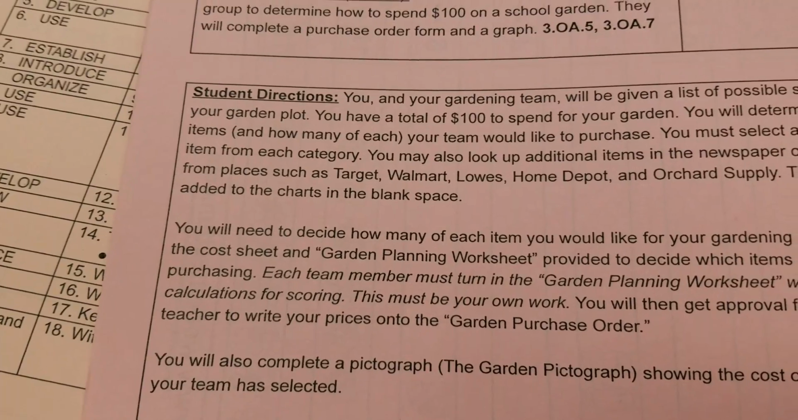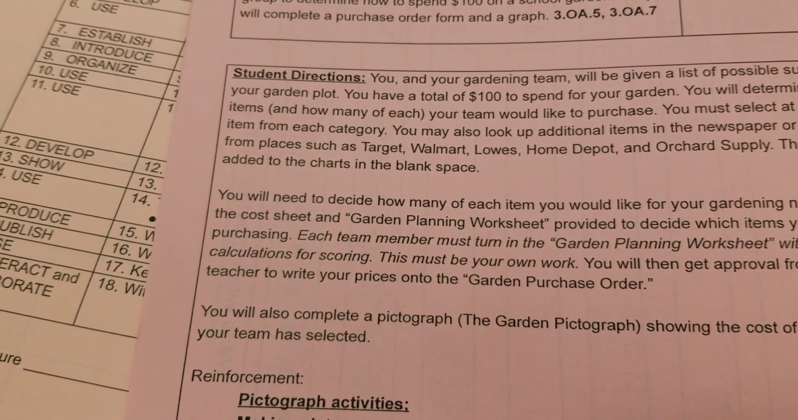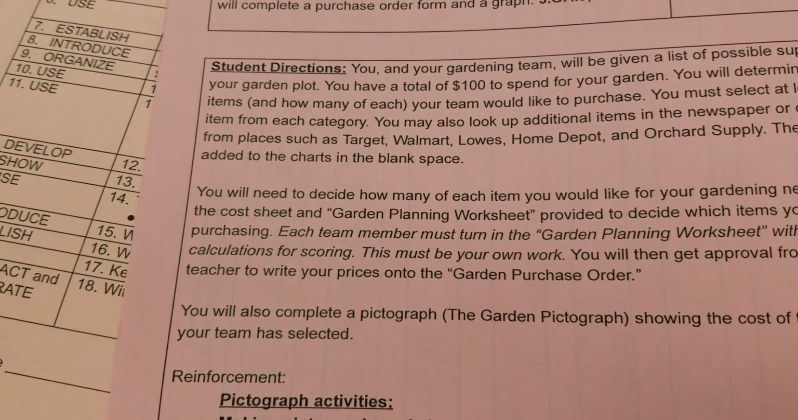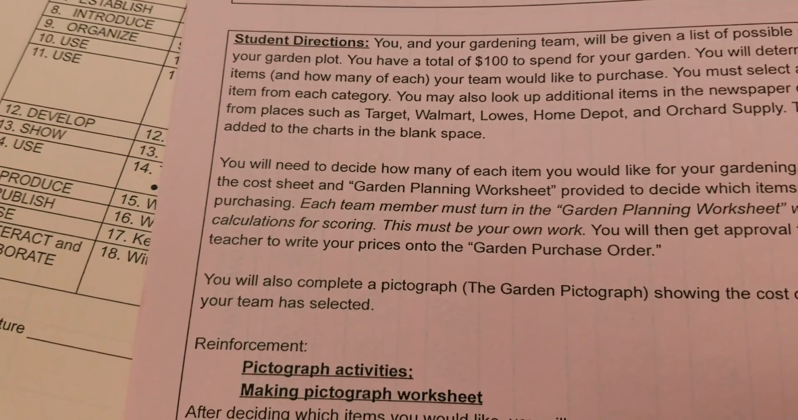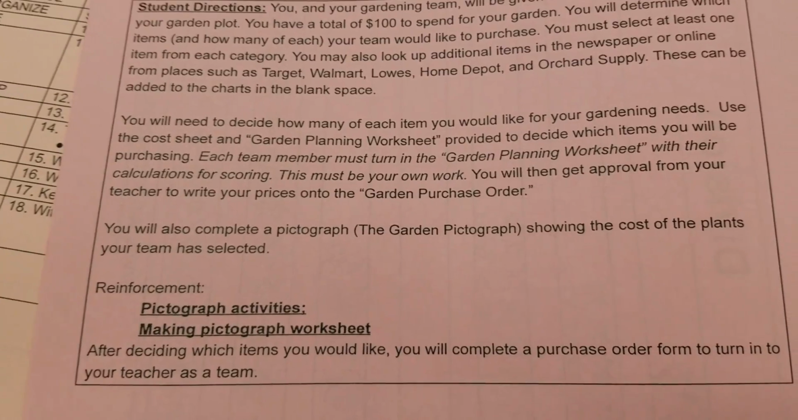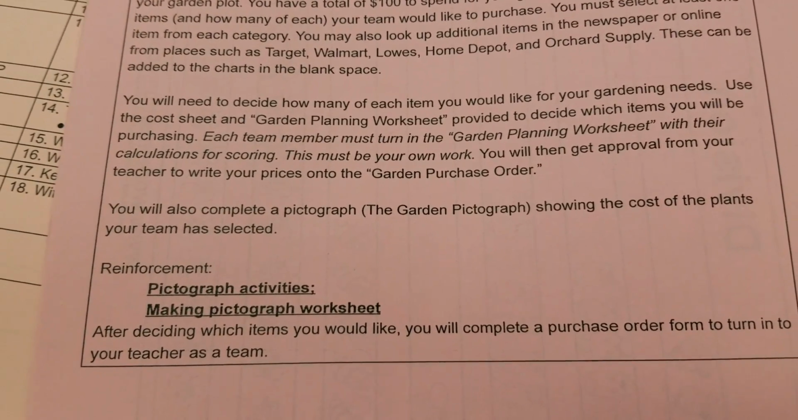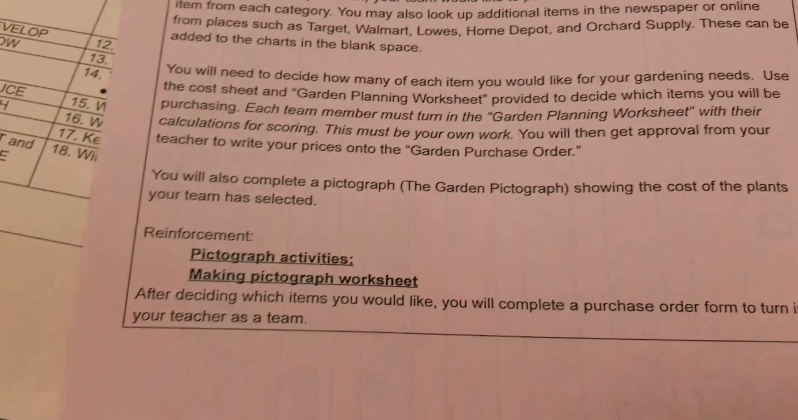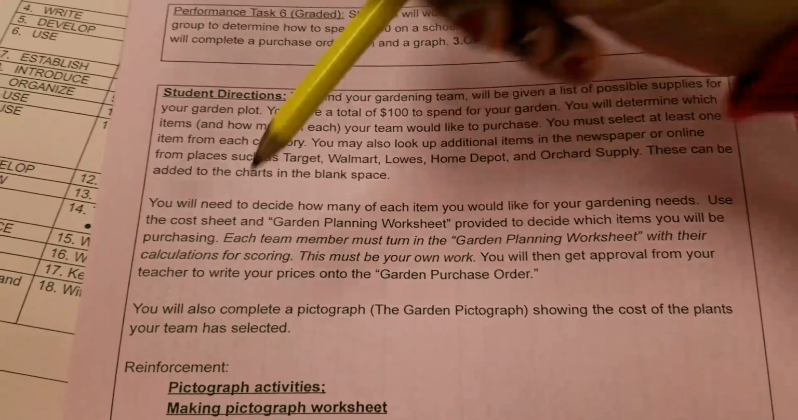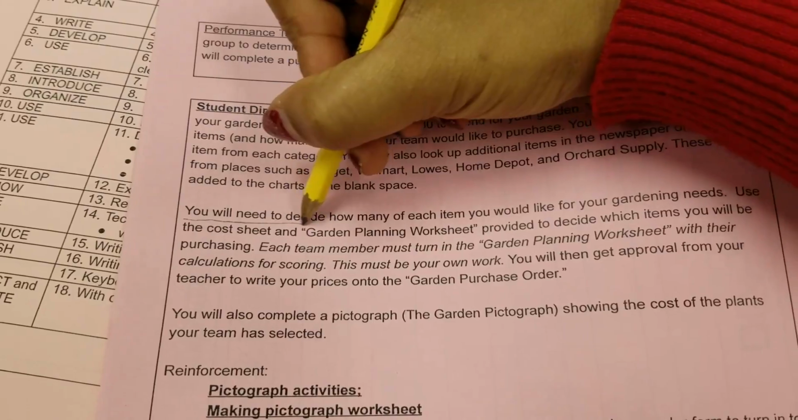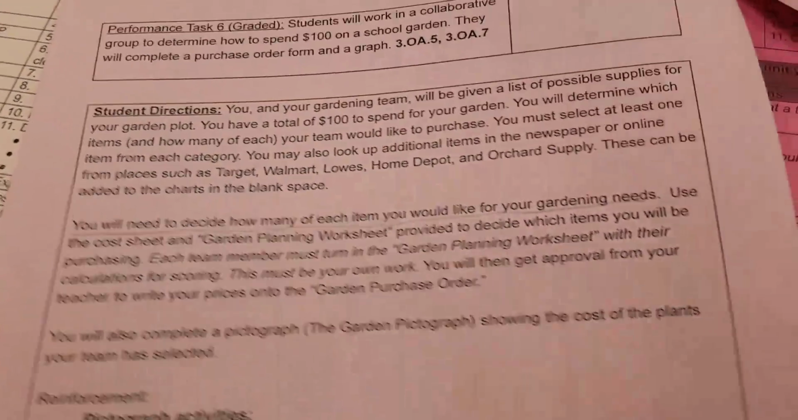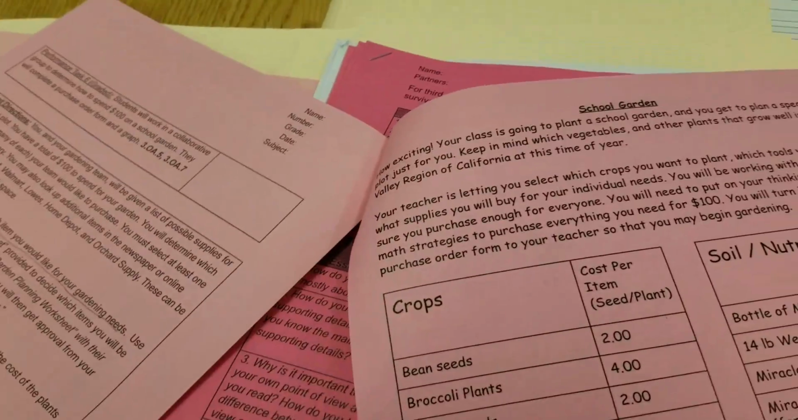You may also look up additional items in the newspaper or online from places such as Target, Walmart, Lowe's, Home Depot, Orchard Supply. These can be added to the charts in the blank spaces. You will need to decide how many of each item you would like for your garden needs. So this was the part that a lot of you had left out. So where is that? That is in the quantity.